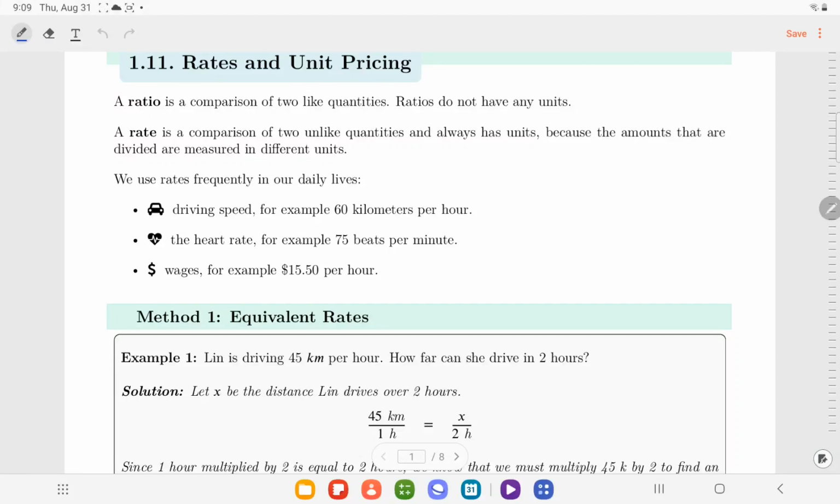A ratio is a comparison of two like quantities. Ratios don't have any units. That's because in ratios, the units are the same.